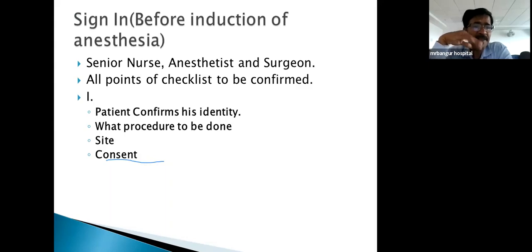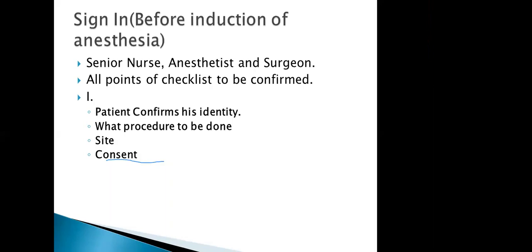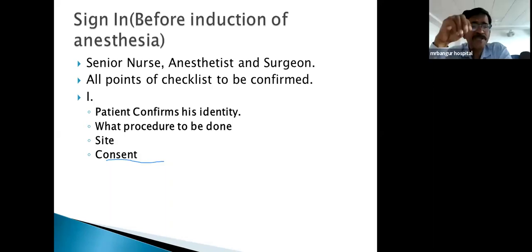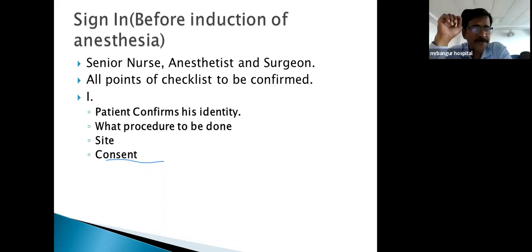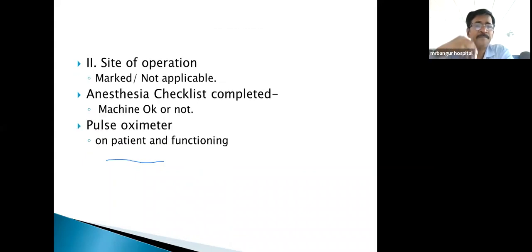The sign-in is to be done in the presence of the nurse, anesthetist, and surgeon, but the presence of the surgeon is not essential when you are doing sign-in. So what do you do in sign-in? The nurse loudly asks the patient his identity and what procedure is to be done. If there is a surgery on one of the limbs or there is a side concern, the patient will say on which side he is going to be operated. And the nurse has to check whether the consent has been properly signed or not.